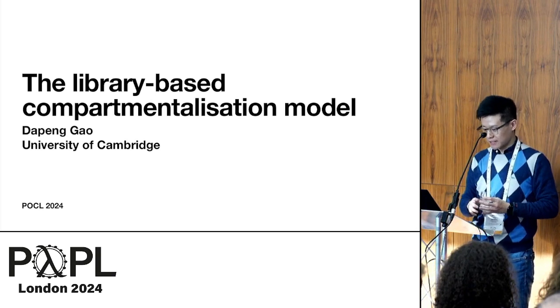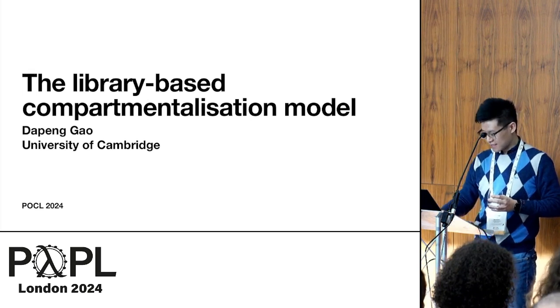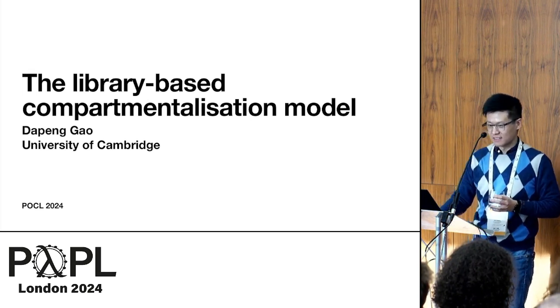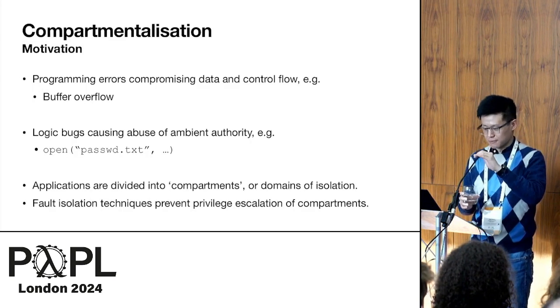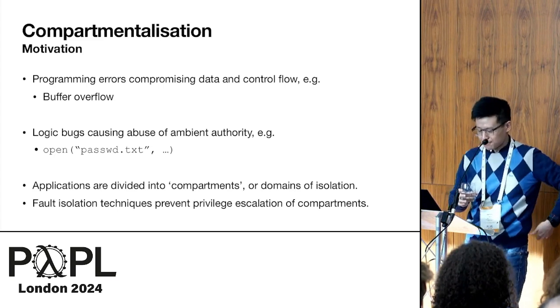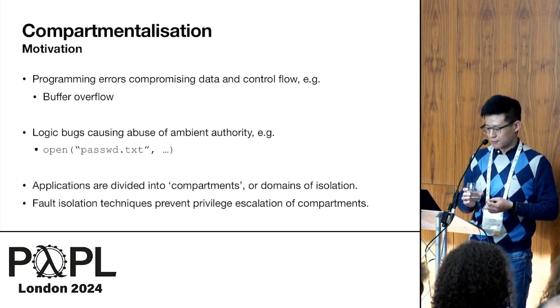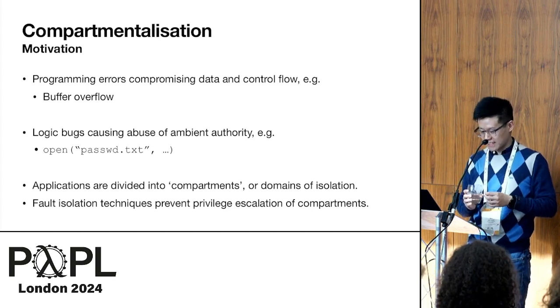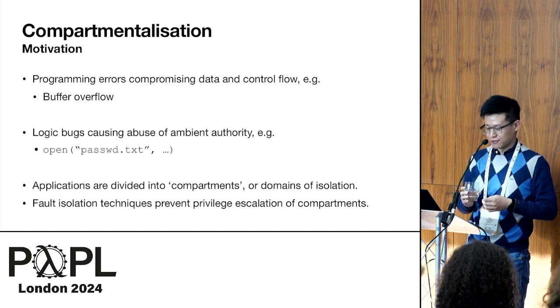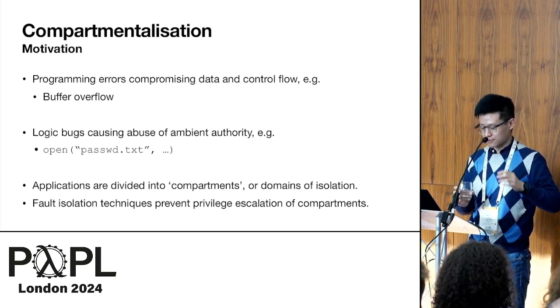Okay. Good morning, everyone. My name is Dapeng Gao from University of Cambridge. I'm a PhD student of Robert Watson, and today I'd like to talk about library-based compartmentalization, which is my PhD research topic. So to motivate compartmentalization, we consider common sources of vulnerabilities. One is programming errors that compromise data and control flow, for example, buffer overflow. The other is logic bugs, so you do not necessarily have programming errors, but you've probably failed some security checks, which causes you to open files that you're not supposed to open, for example. And this is essentially an abuse of ambient authority.